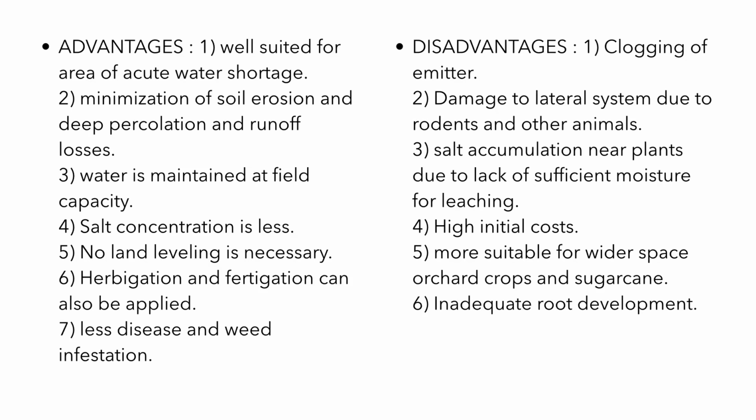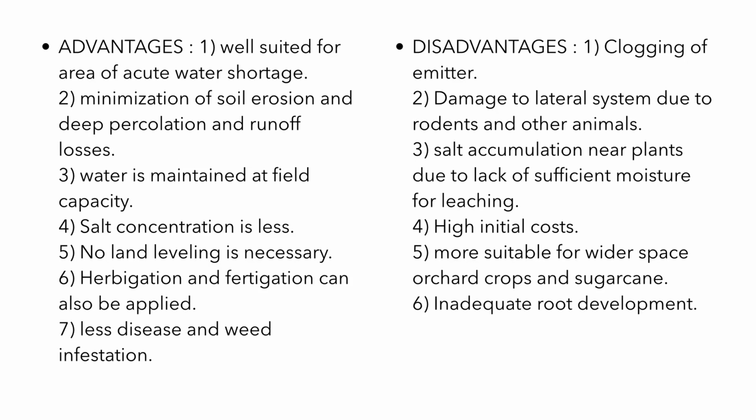The third point is salt accumulation near plants due to lack of sufficient moisture for leaching. Leaching, which is beneficial for the salt to percolate, could not take place in this system, so salt will accumulate, which is not beneficial for the plant. The fourth disadvantage is high initial cost, means the setup cost of this system is more. The fifth point is it is more suitable for wider space orchard crops and sugarcane. This system is more suitable for these types of crops.